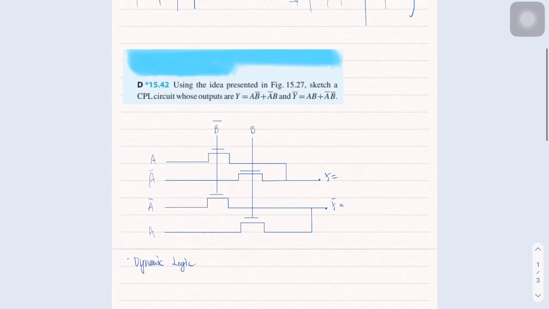Let's look at the first row. We have A passing into an NMOS with the gate value as B prime. That means at this point here, we have A B prime. For the second row, we have A prime going into an NMOS with B as the gate. So at this point here, we have A prime B. Since they're parallel, Y is equal to AB prime plus A prime B, which matches the first part.